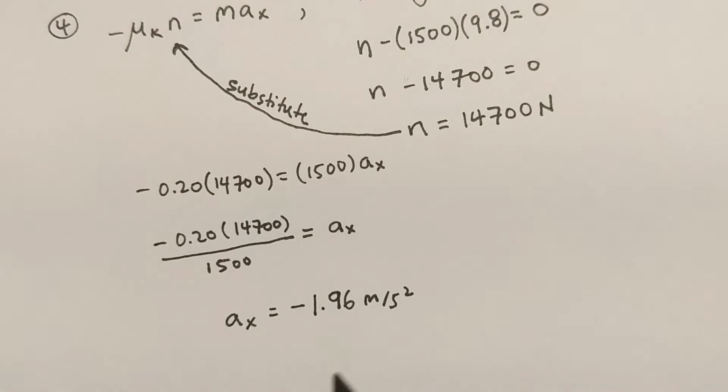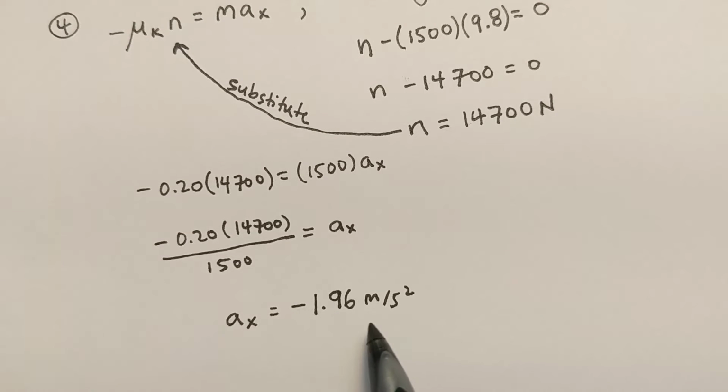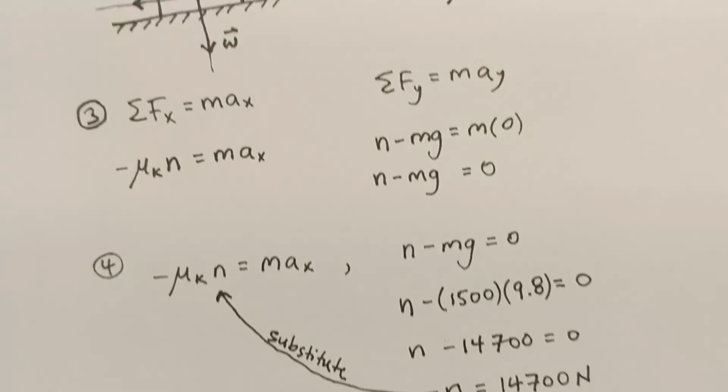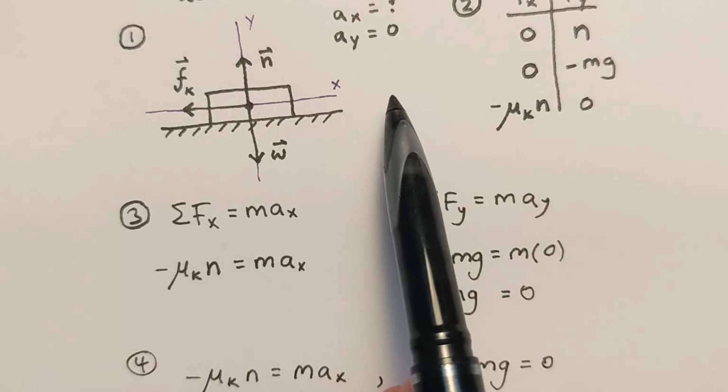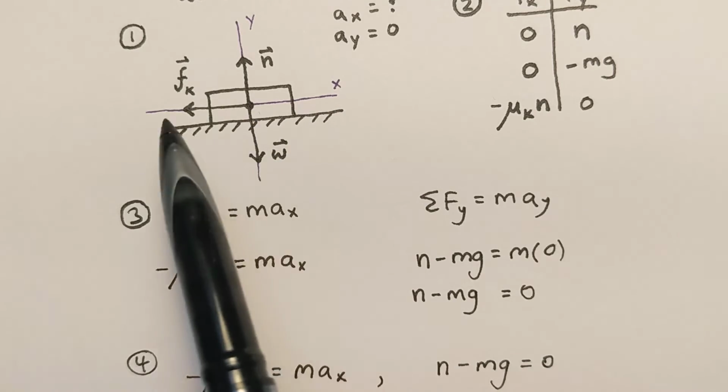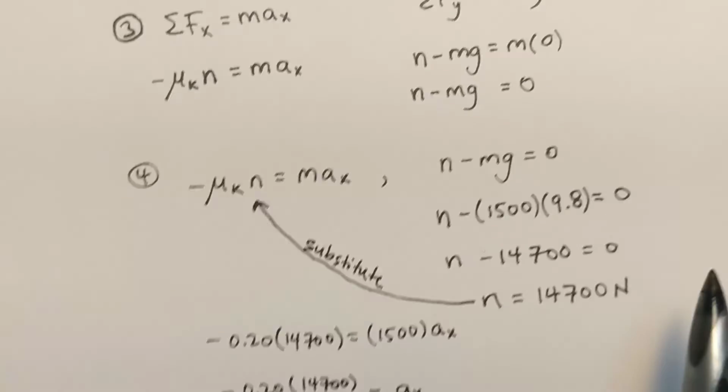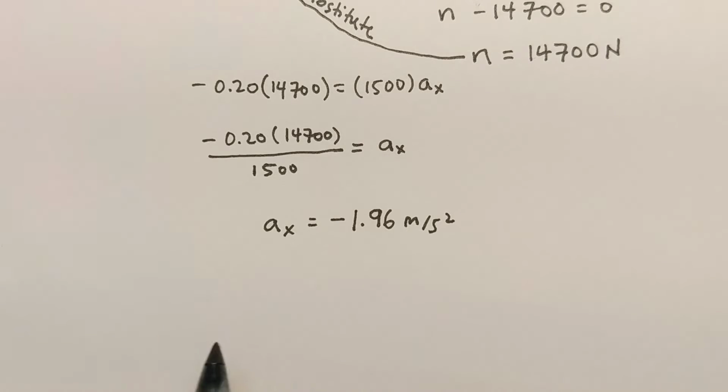Let's see if it makes sense. So negative 1.96 meters per second squared is our acceleration. We've got a negative acceleration. The car is moving to the right in the positive x direction. Negative acceleration means that the car is slowing down. So that makes sense to get a negative answer.